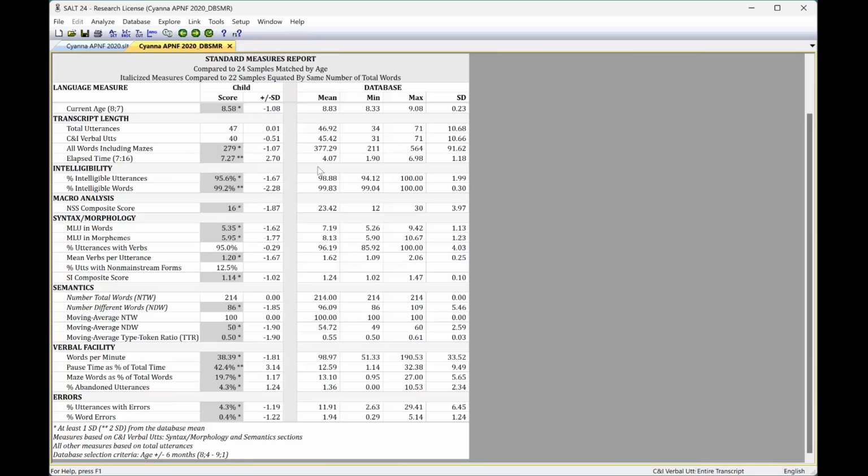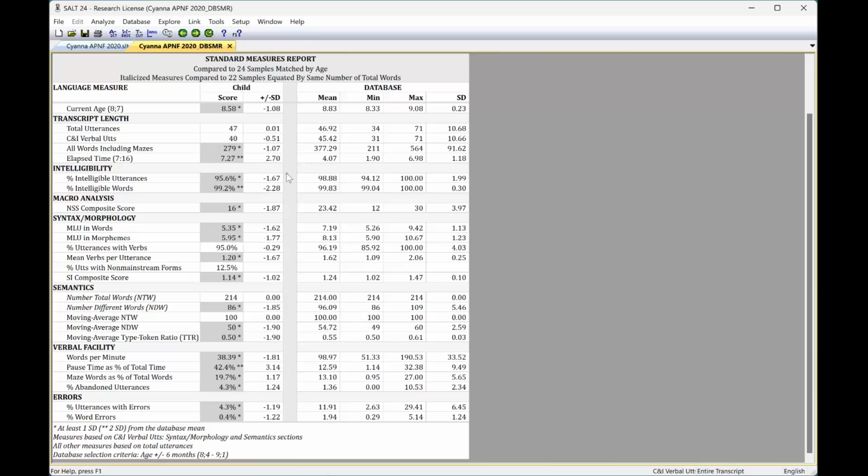The macro analysis, this is the narrative scoring scheme. That's an additional analysis that you can score. And what that does is it looks at character development, introduction, all those narrative components. So that's something that you can find out more information on if you're interested. But that can give you a little bit of information on the macro structure.